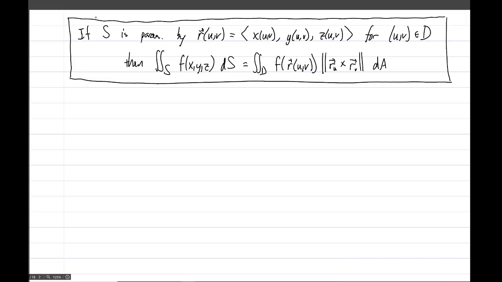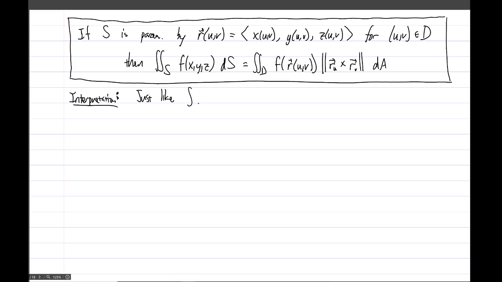Before we dig into an example, which we will do in just a moment, let's provide an interpretation of what's going on here. What does this surface integral mean? Let's relate it back to something that we saw earlier. Here's the interpretation.